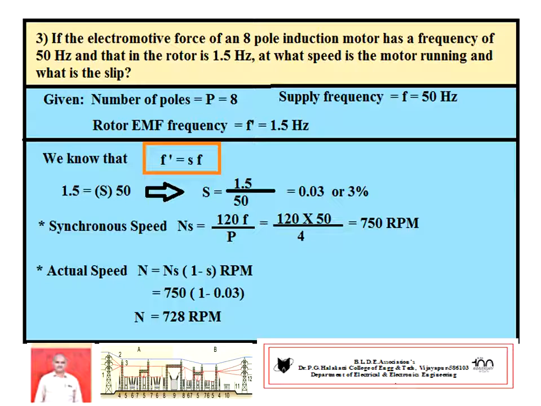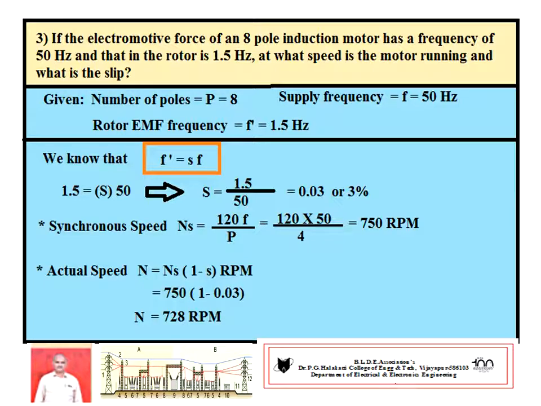Supply frequency is available, number of poles is also available. Go for calculation of synchronous speed. Synchronous speed Ns equal to 120 F by P, 120 into 50 divided by 4. The given problem consists of 8 poles. You write here 8 poles. I have written 4, so you replace 4 by 8. Hence we are getting Ns as 750 rpm.